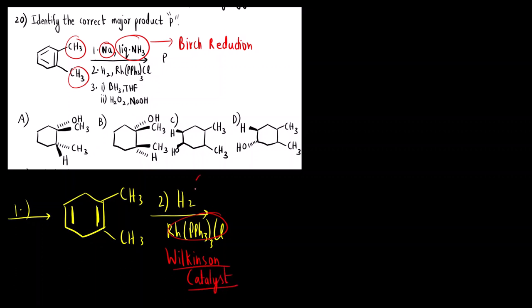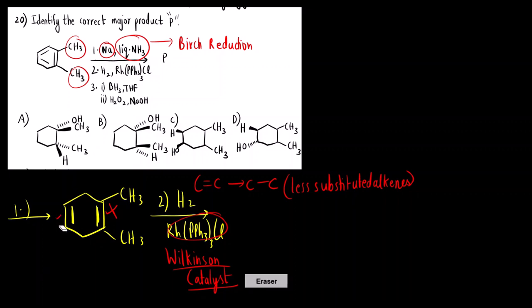This is used to convert alkene to alkane, and it selectively reduces less substituted alkenes. This is more substituted, so this will not be reduced. This will be reduced, and what we will get here, hydrogen will be attached.